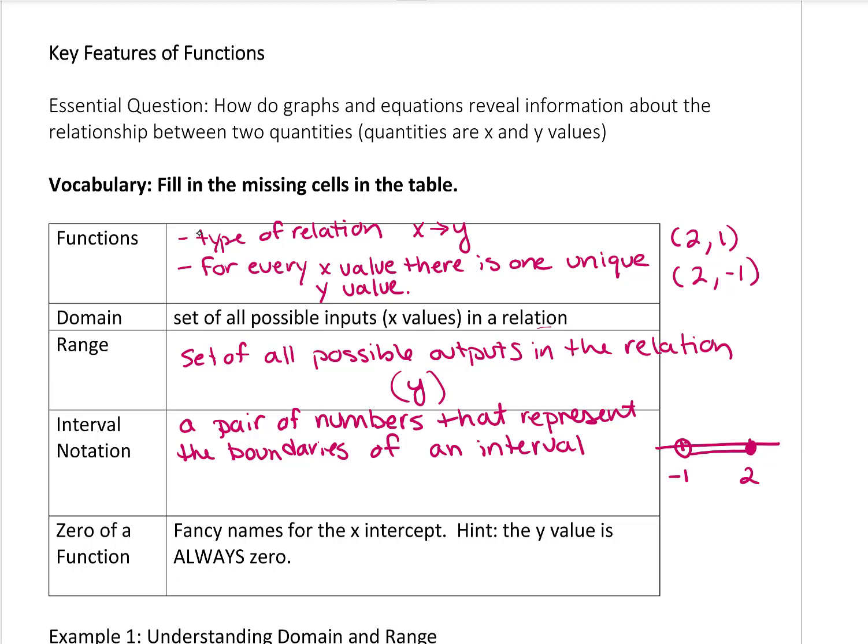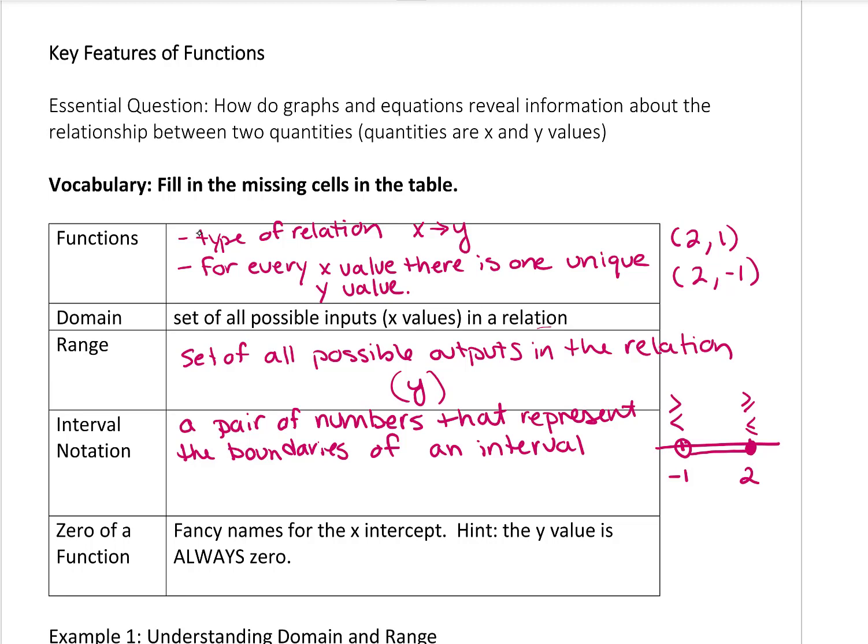An open circle means that we are not including that point. So think of it as using either a greater than or a less than symbol anytime you see an open circle. Then if it's closed, we want to include that point. So that's equivalent to either a greater than or equal to or a less than or equal to.